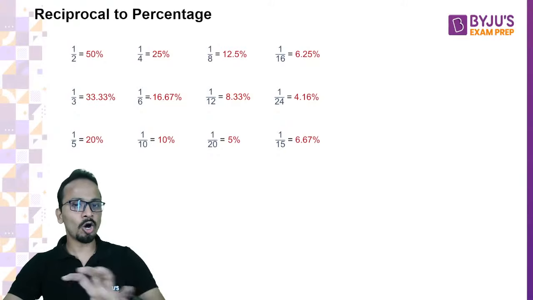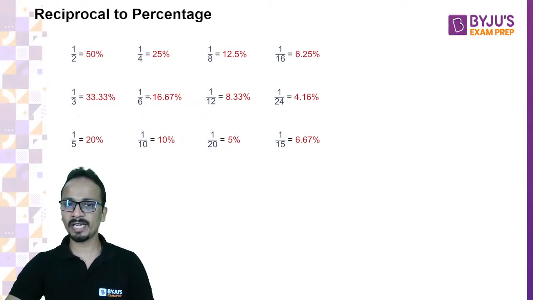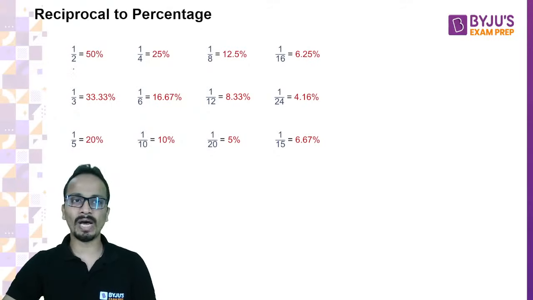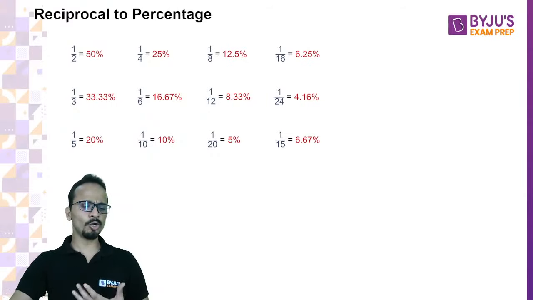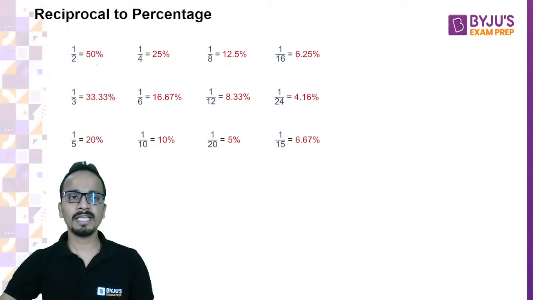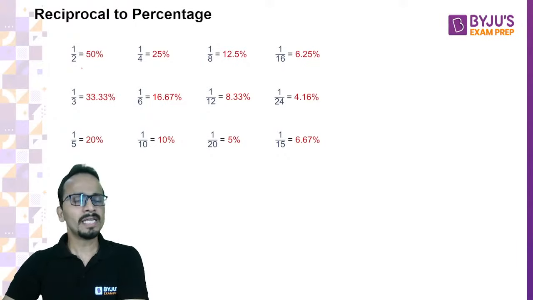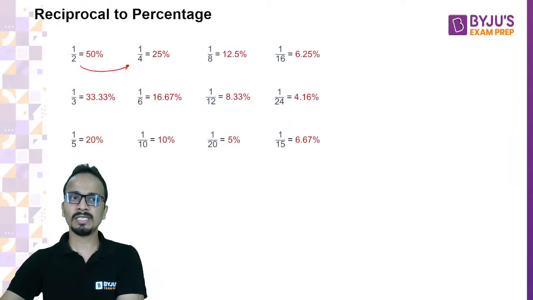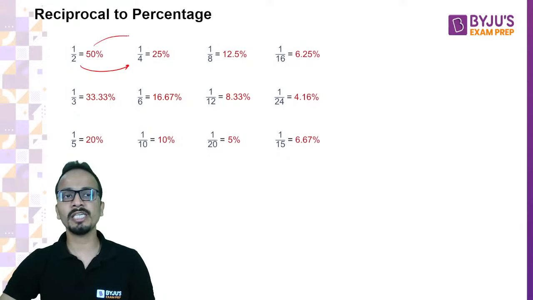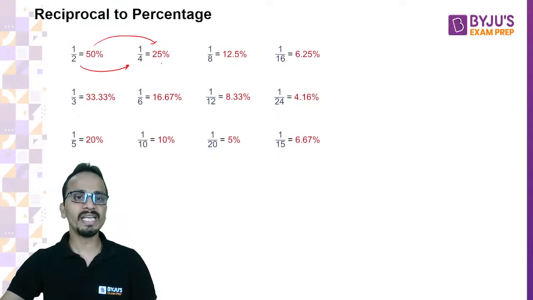I have not written all these percentage equivalents of fractions right now. I'll be discussing them quickly one by one. If I start with 1 by 2, all of us know that if I want to calculate half of any value, then it is equal to 50%. So half of any value is 50%. Now from 50%, or from 1 by 2, if you want to go to 1 by 4, what I have done is I have divided 1 by 2 by 2. So 1 by 2 divided by 2 is 1 by 4. So its percentage equivalent will be equal to 25%.